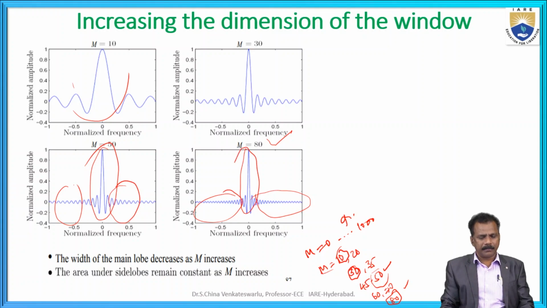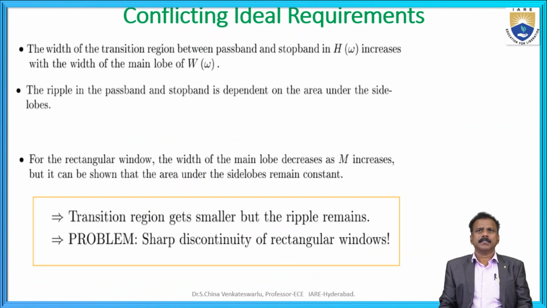The width of the main lobe decreases as m increases, while the area under the side lobes remains constant. This is increasing the dimensions of the window. You should verify all the performance levels for designing your finite impulse response digital filter, which conflicts with the ideal requirement.